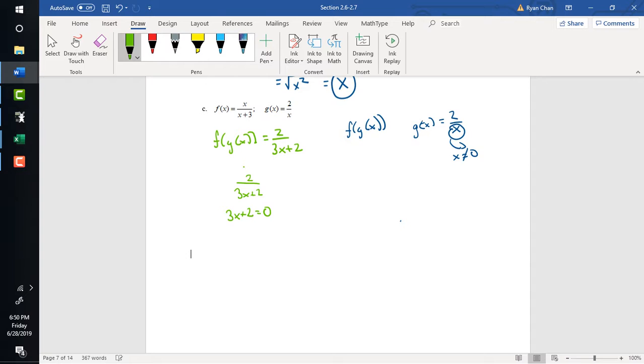Set the bottom part equal to 0, solve for x. And this is relatively similar. And I got x is equal to negative 2/3. So my answer is x such that x cannot equal 0, cannot equal negative 2/3. Okay?